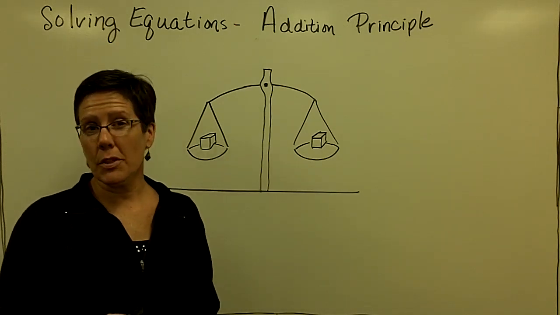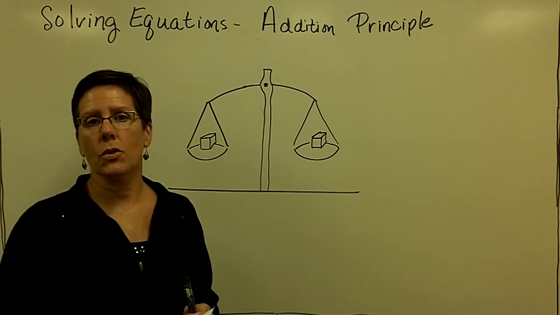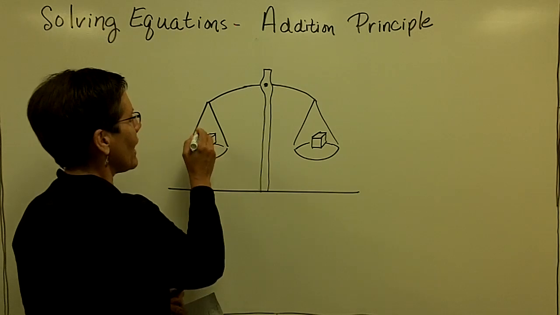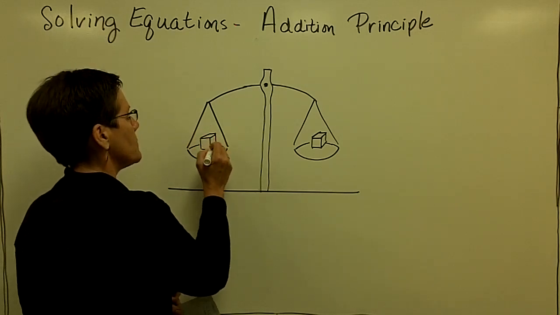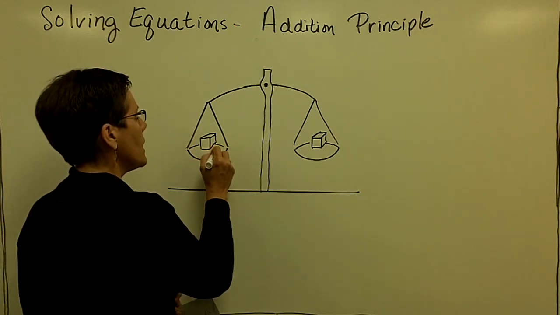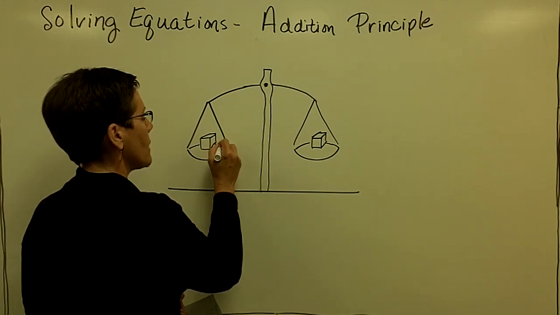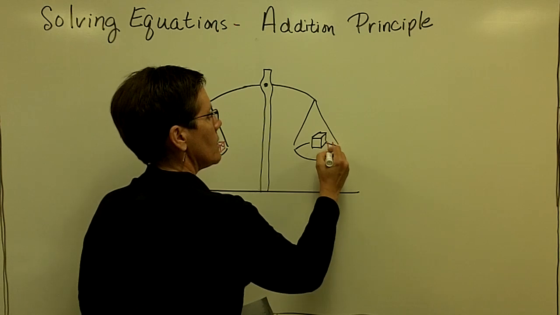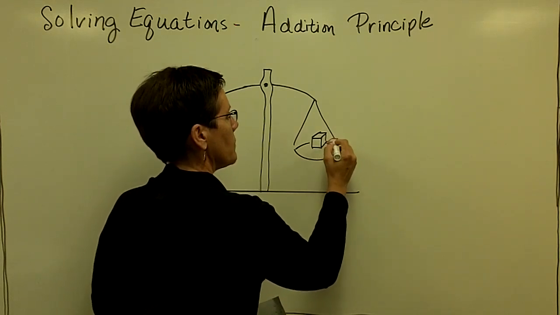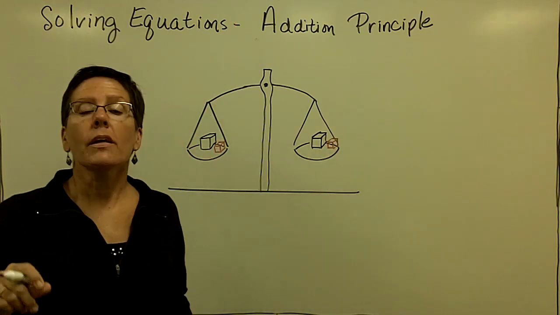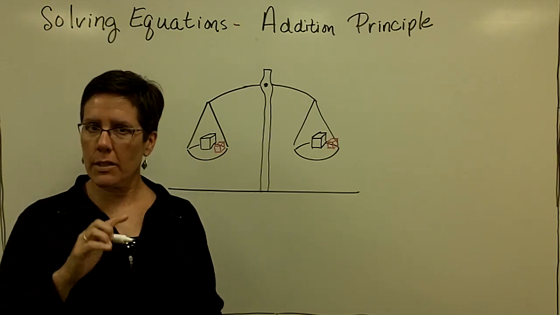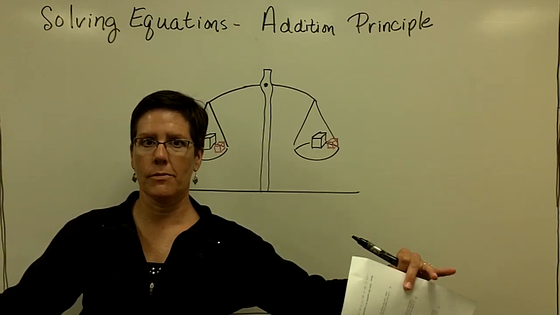And what I'd like to share with you, and it's what we do with equations in order to solve for the letter x, is that I could add a red block to the left side of the scale, and I could add a red block to the right side of the scale that are equal in weight, and nothing has happened to the scale. It has remained absolutely level.